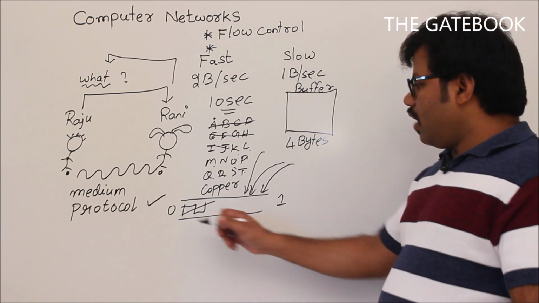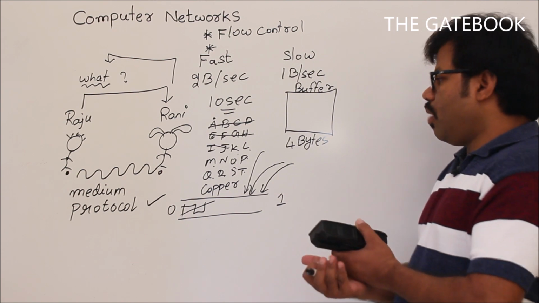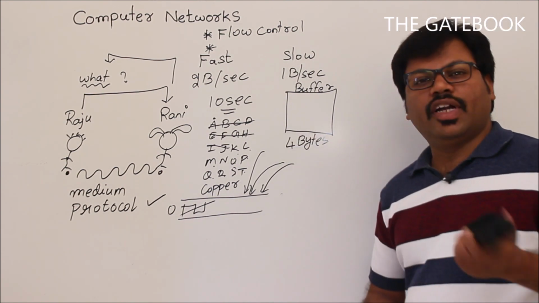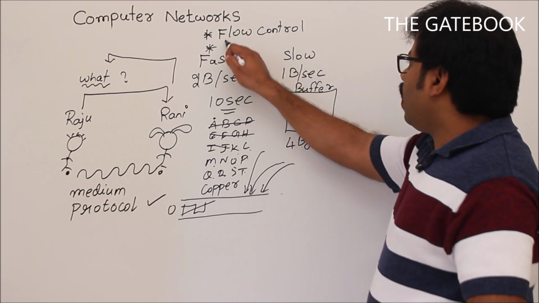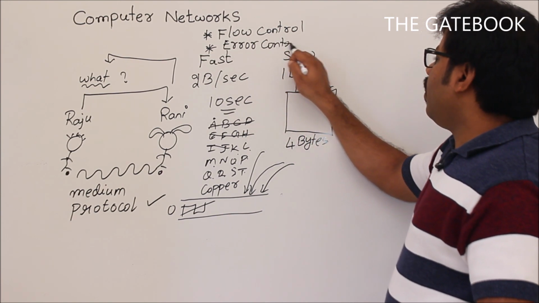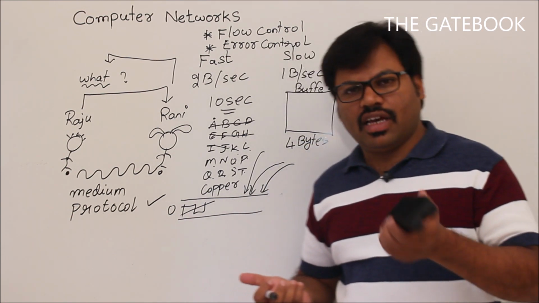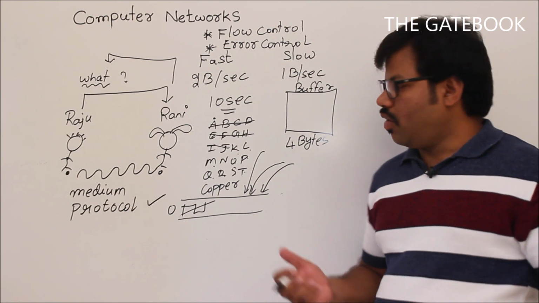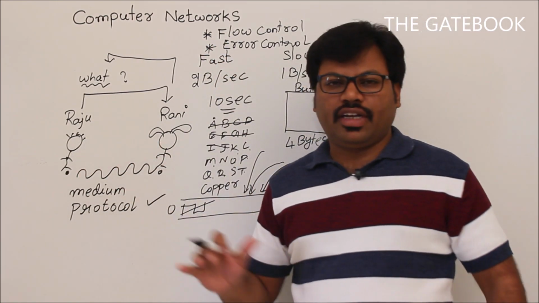So now, if Raju sends 0, Rani gets 1, what's the purpose of communication, right? It's a bad communication. So somehow we have to solve that problem. That is nothing but error. We have to control the errors. That's why we are going to study error control protocols. There I'm going to introduce you to various mechanisms like Hamming code and CRC and all. We'll see that. First, understand the problems now. So these are the two important problems in communication between two communicating devices.